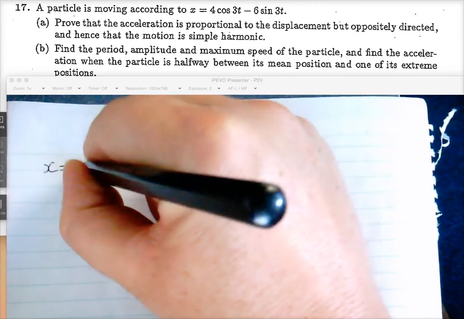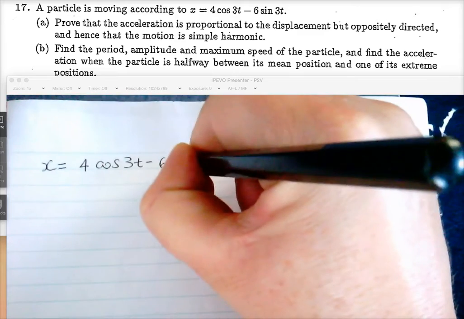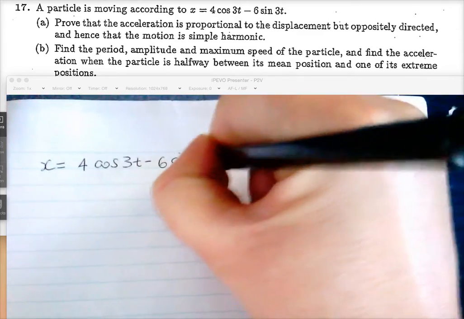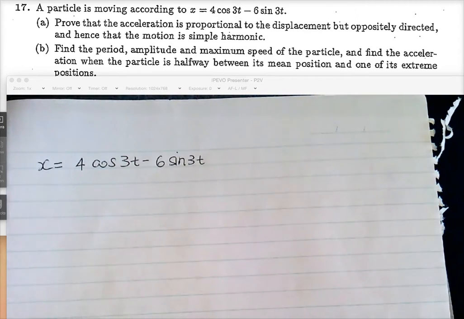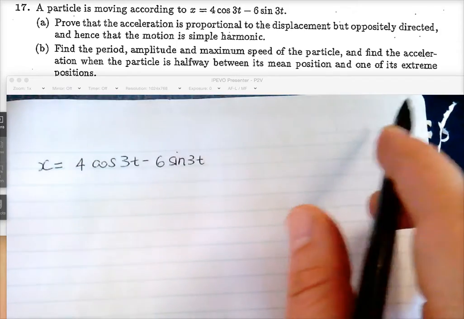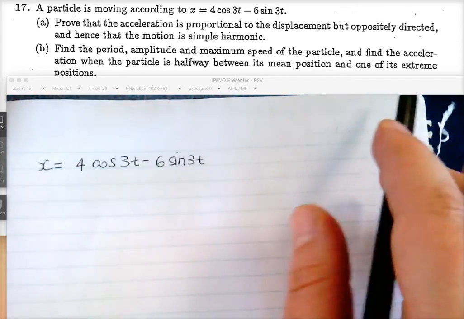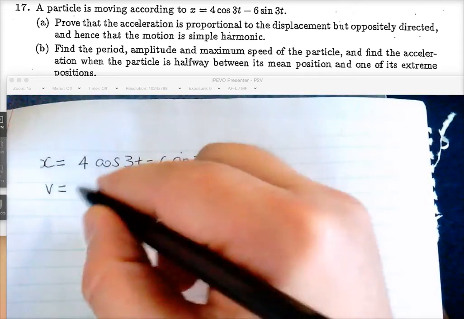All right, continued question 17. It says a particle is moving according to x equals 4 cos 3t minus 6 sine 3t. Now, when you've got cos and sine like that, we generally use the auxiliary angle method. It says prove that acceleration is proportional to displacement but is oppositely directed, hence prove that it's simple harmonic. You can differentiate. What do we get?